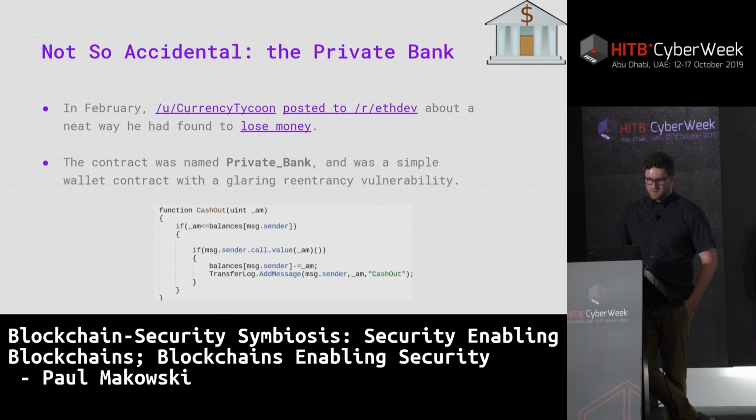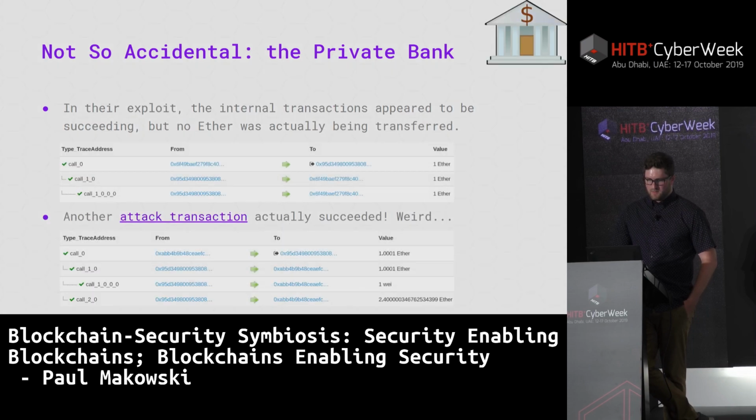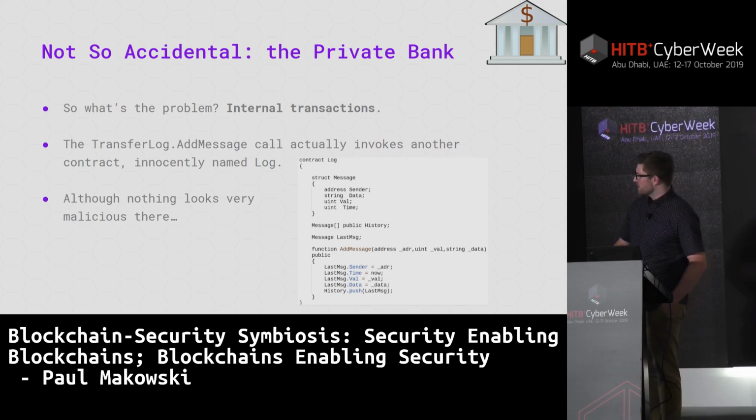Here's another example, but I'm going to skip through this a little bit. Again, feel free to consult the slides later, but this example is a little bit interesting and it does kind of speak to the language discussion. Basically what's happening here is, they called out to what purports to be a logging contract. So they do some innocuous sort of operations and then they log like success or something like that.